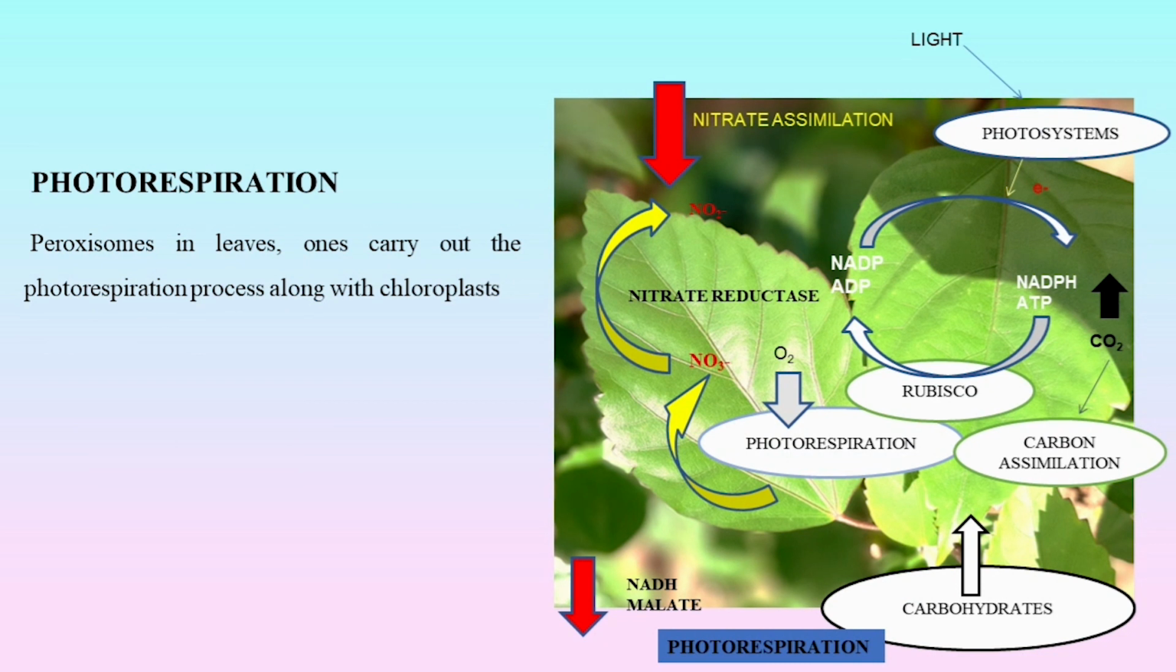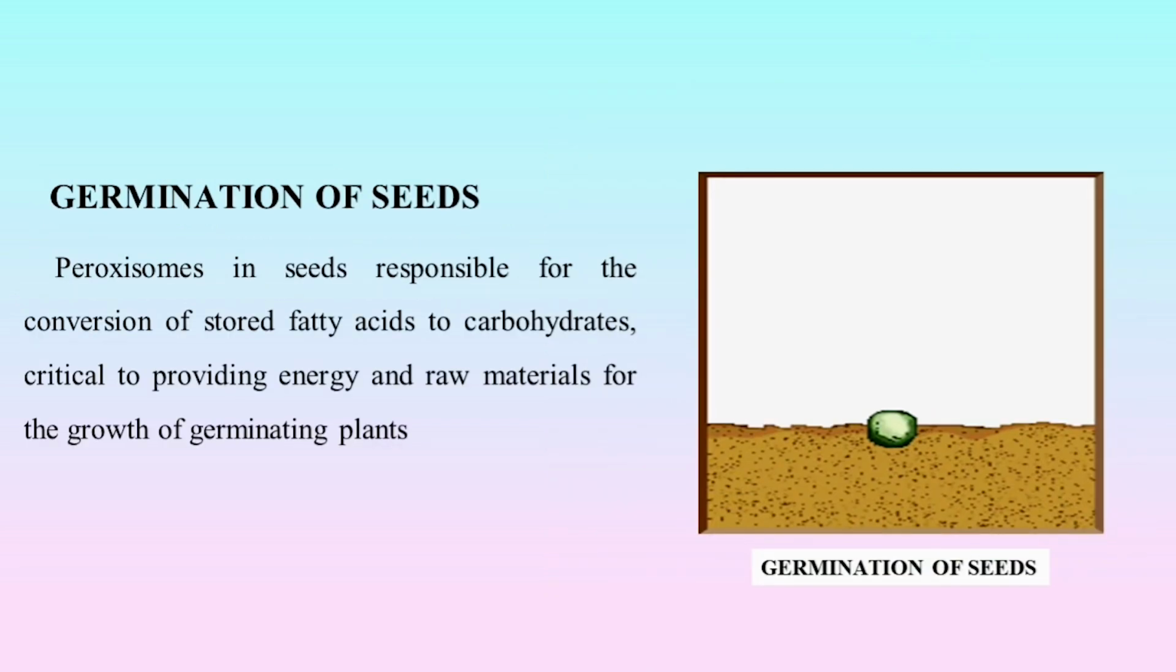Photorespiration. Peroxisomes in leaves, particularly in the green leaves, carry out the photorespiration process along with chloroplast during daytime. Germination of seeds. Peroxisomes in seeds are responsible for the conversion of stored fatty acid to carbohydrates, critical in providing energy and raw materials for the growth of germinating plants.